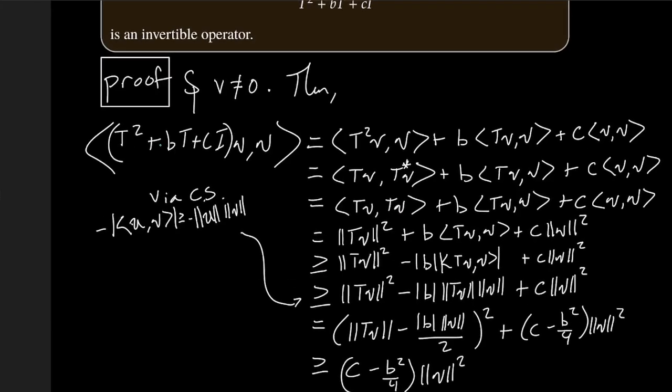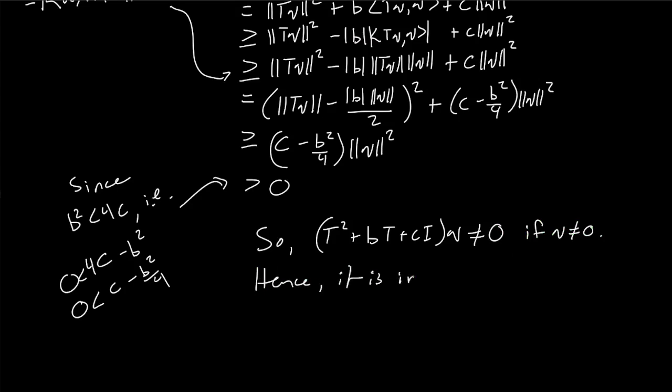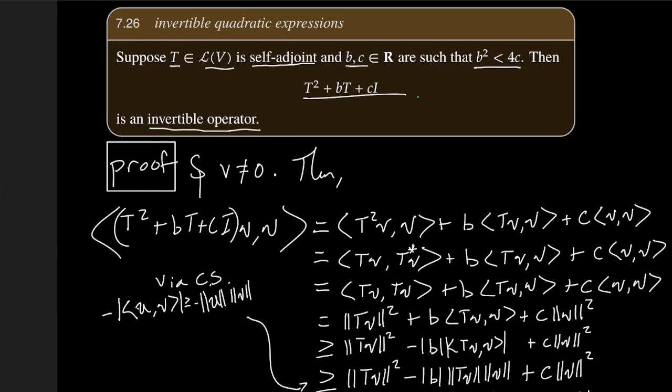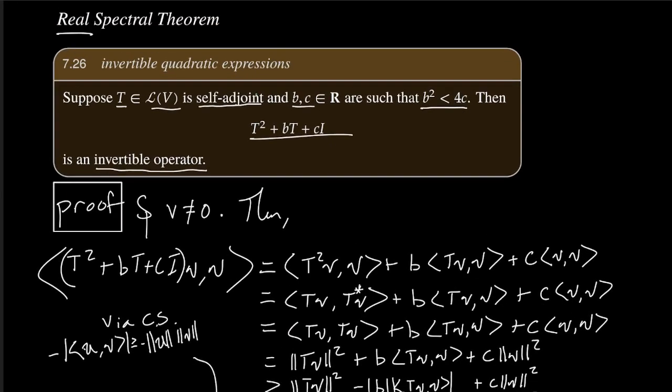just going back to what we started with, t squared plus bt plus ci is non-zero if you apply it to v, if v is not 0. Hence, it is injective and thus invertible. Since it's an operator, it's a linear map between vector spaces of the same dimension. Wait, that's what we wanted to prove, that this thing here is invertible. All right, sweet. So this technical detail out of the way says, look, for self-adjoint operators, certain quadratics of those self-adjoint operators are invertible. All right, seems silly, seems like a what the heck kind of detail is this? We'll use this in a moment.